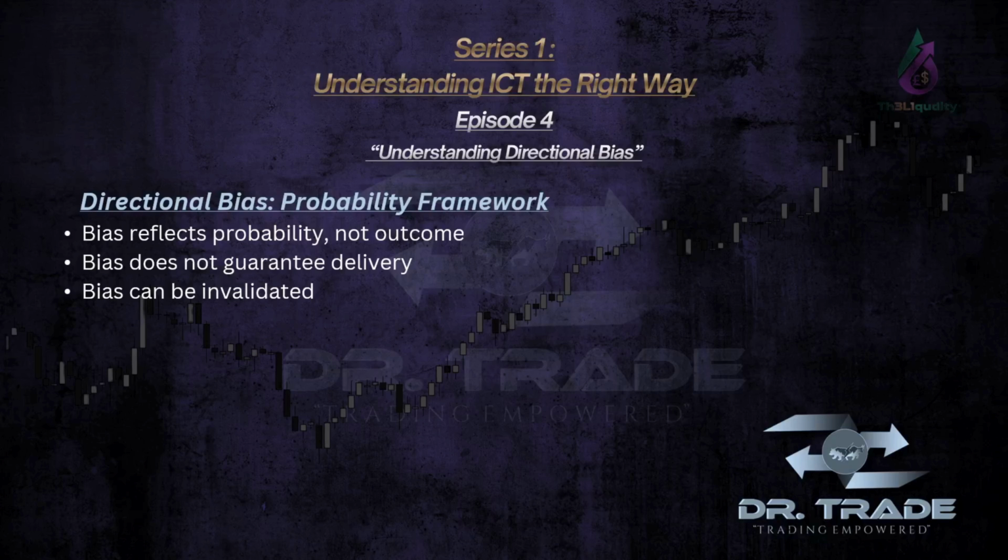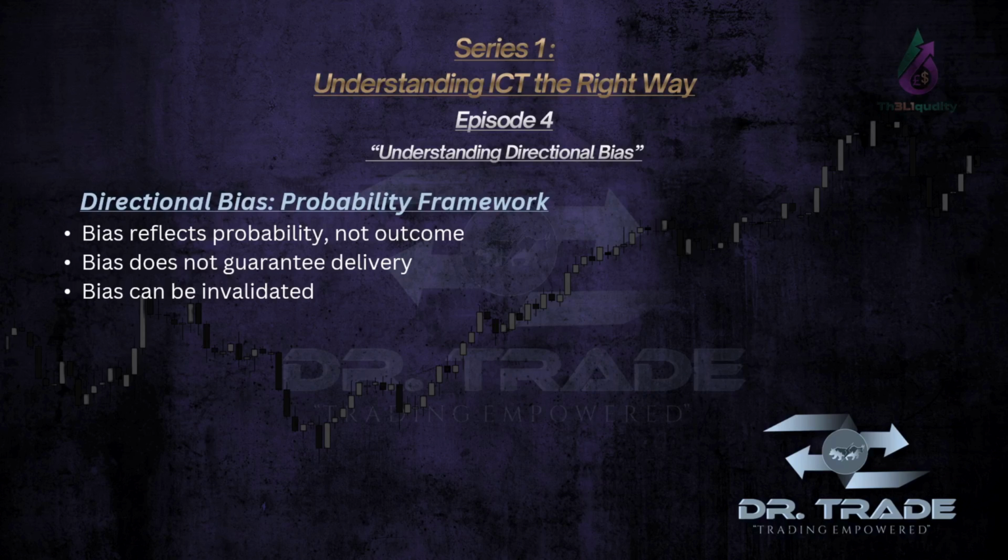Directional bias, probability framework. Now, directional bias is not certainty. It's an anticipation, not an outcome. Bias is about probability, what price is more likely to do, not what it has to do. And having a bullish or bearish bias doesn't mean price must deliver that way. It just frames your anticipation based on the information you have at the time. And sometimes, guys, you'll be wrong, and that's normal. You're not going to be right every day, and you're not supposed to be.